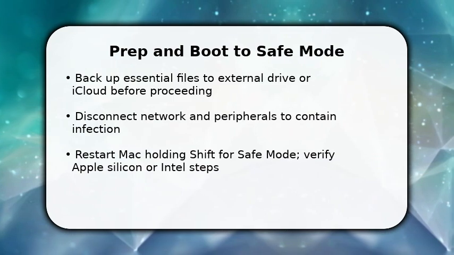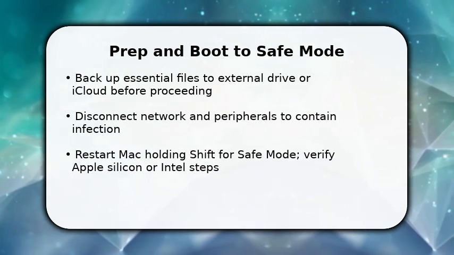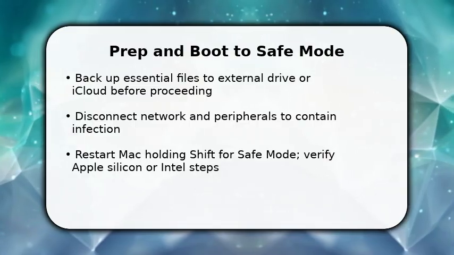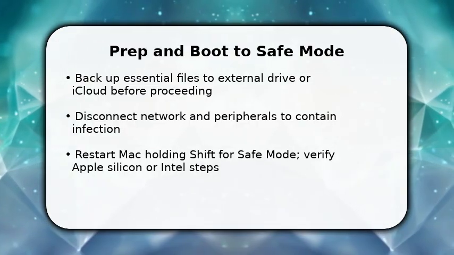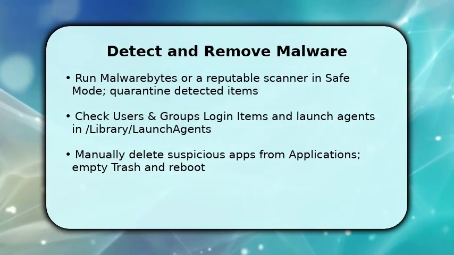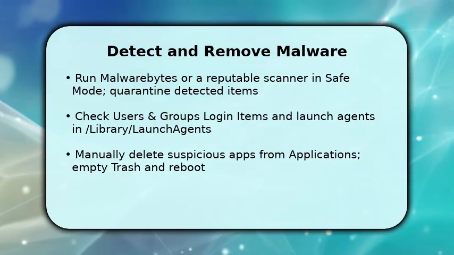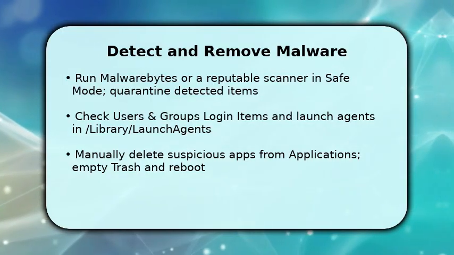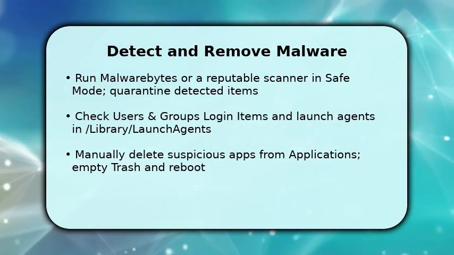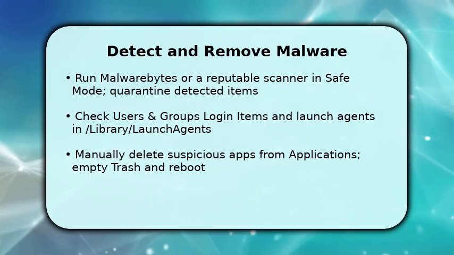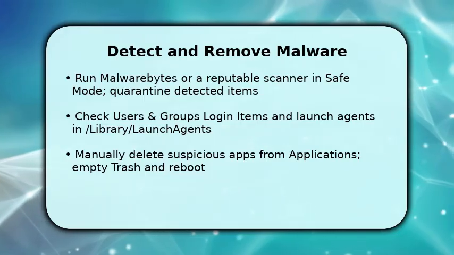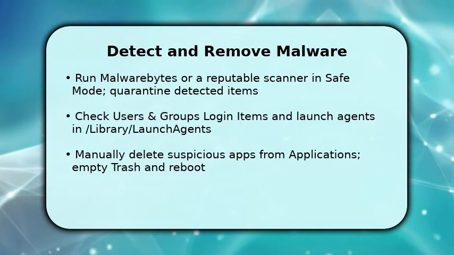You now detect and remove malicious software. Run a trusted scanner like Malwarebytes in safe mode and quarantine everything it flags. Then, open users and groups to remove unfamiliar login items and inspect /Library/LaunchAgents, /Library/LaunchDaemons, and ~/Library/LaunchAgents for suspicious plist files. Move them to a quarantine folder. Next, uninstall unknown applications from Applications and delete related files.